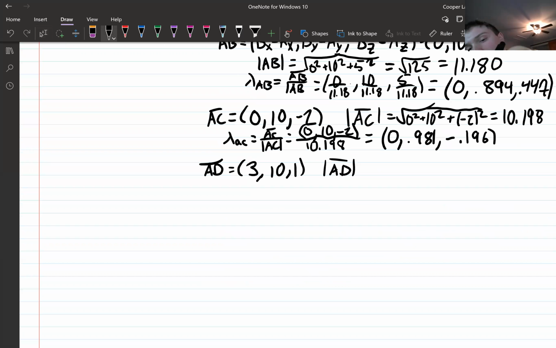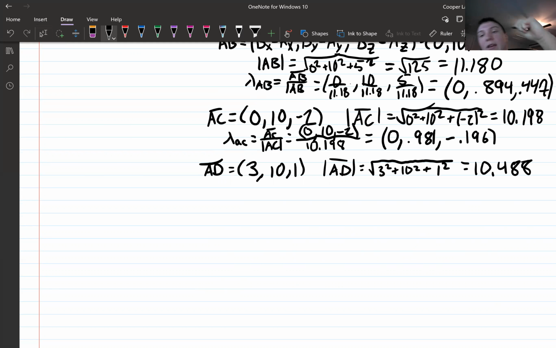So this equals the square root of 3 squared plus 10 squared plus 1 squared. When I plug this into my calculator, I'll get 10.488 as my answer.